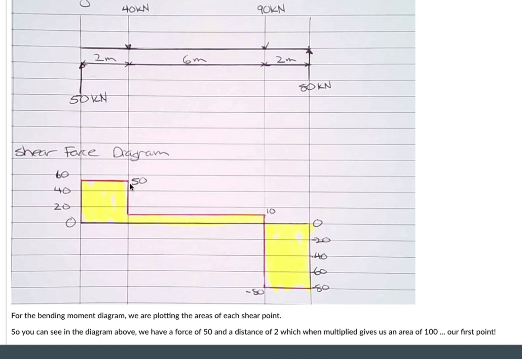Right. If it was a uniformly distributed load though, which basically means that the weight is the same, it would be a diagonal, and I'll talk about that in a second. Let's get back to this.